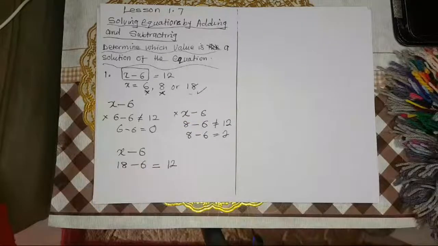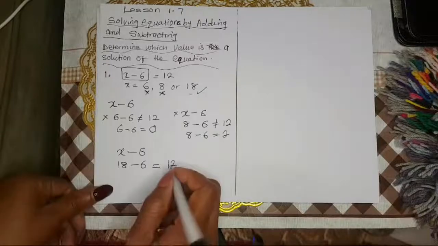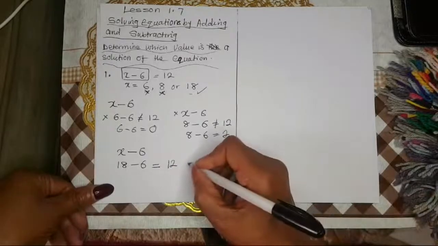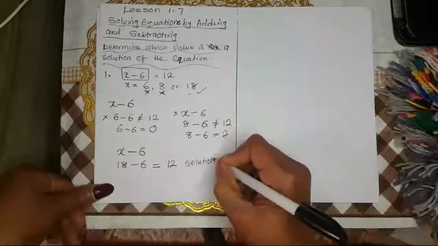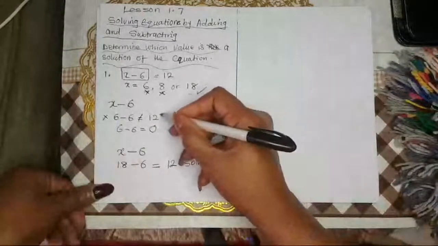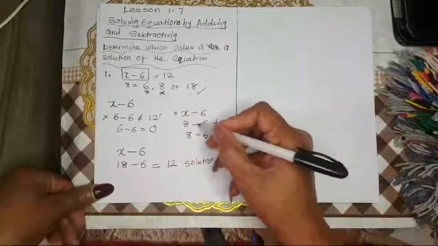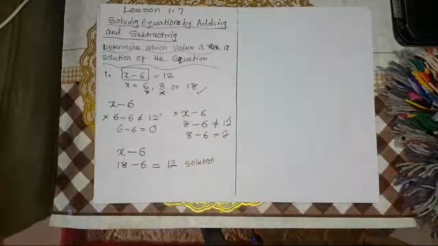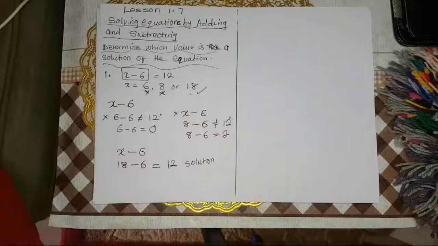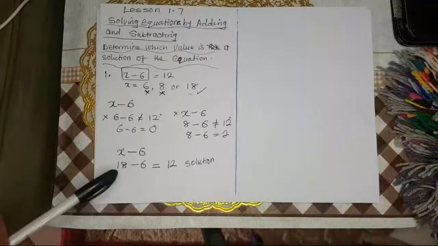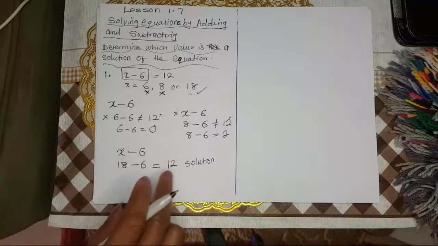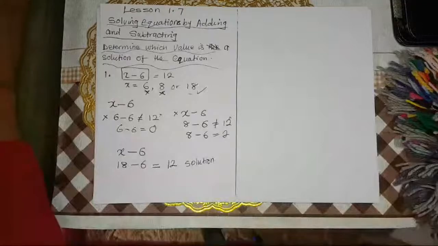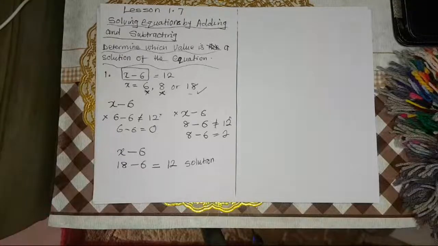So this is the only one that is a solution. This is a solution. This is not a solution. This is not a solution. So 18 minus 6, 18 is the solution. When you replace x with 18 and subtract, it is going to give you the solution we are looking for, which is 12. So let's try another one, question number 2.